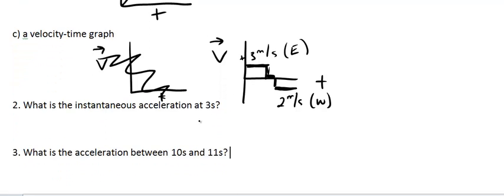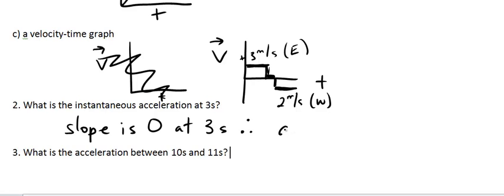The instantaneous acceleration at 3 seconds. Well, at 3 seconds, the velocity is constant. There is no change in velocity at 3 seconds. So the slope at 3 seconds is 0. Therefore, the acceleration is 0.